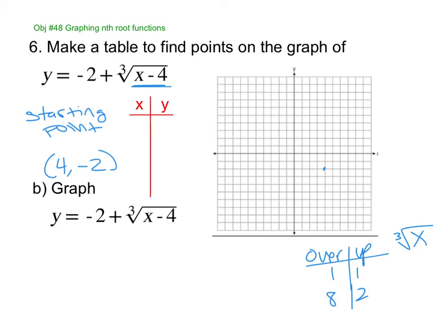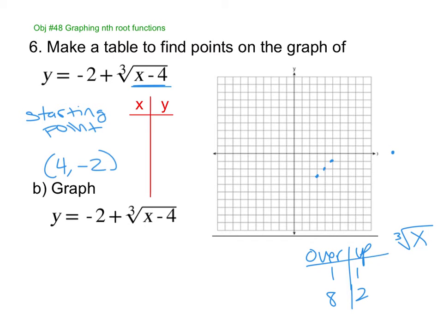But remember, we're going in both directions. So over 1, up 1, over 1, down 1, right? Over 8, up 2. Now, I can't quite fit this on here. I can kind of estimate it. So let's see, that's 6, 7, 8, up 2.